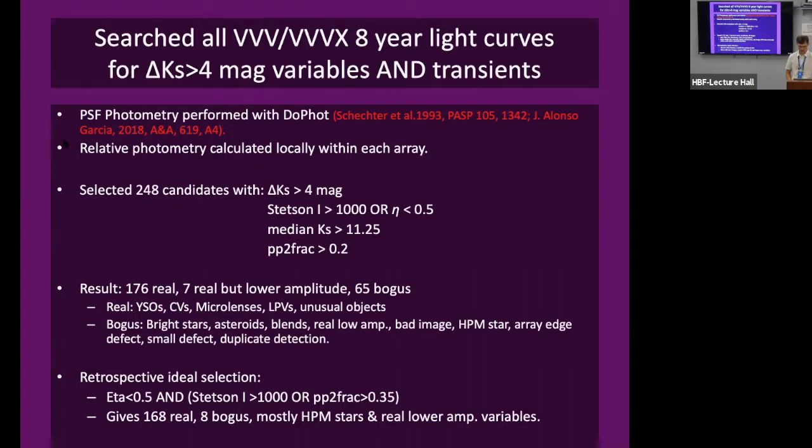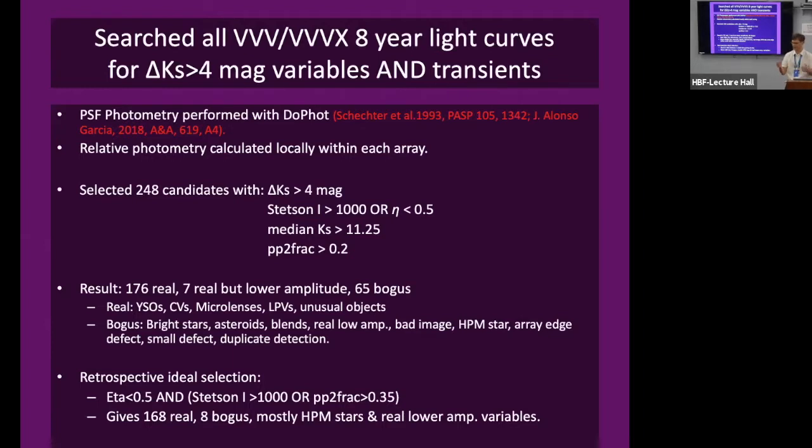And so I did a search for things that varied by more than 4 mag. They had either a high Stetson or a low eta or Neumann-Eta index. The median K, I had this cut, they had to be fainter than mag 11.25, and that was because essentially my previous work with the CASU database had shown that the distribution of candidates was bimodal.